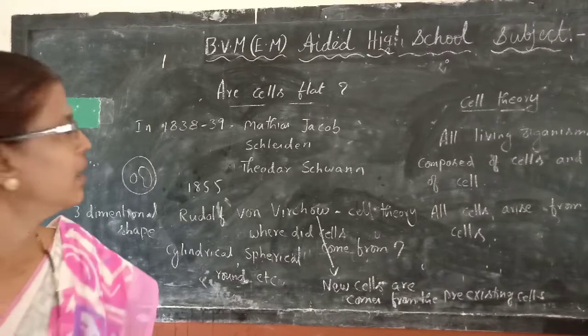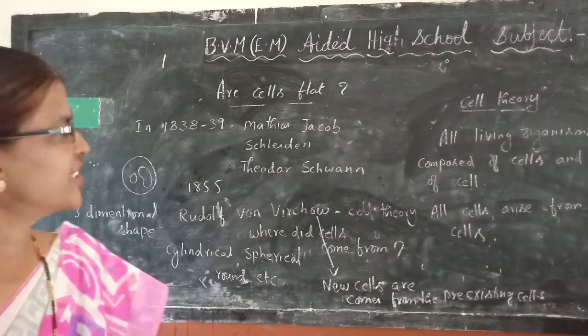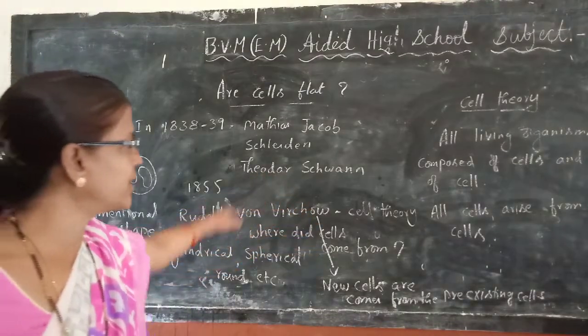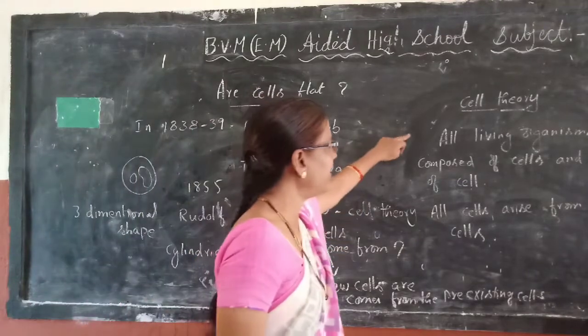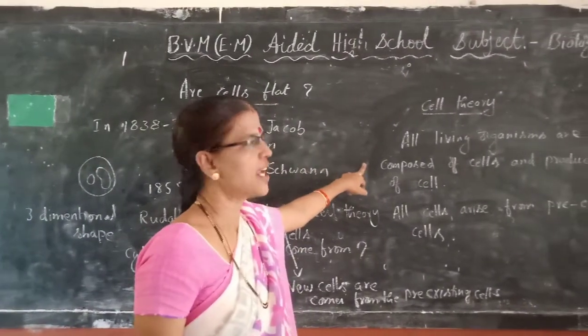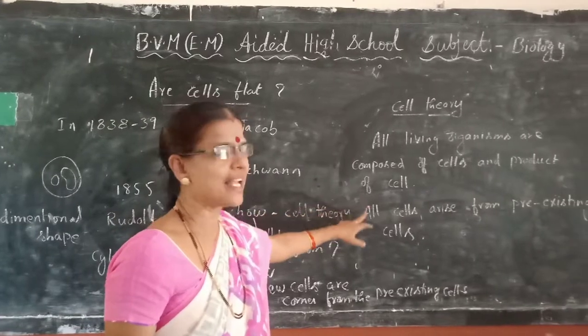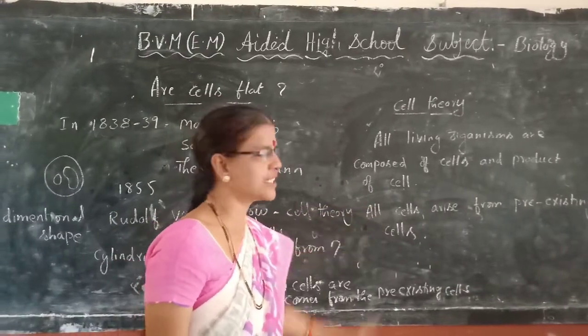By the hypothesis of Schleiden and Schwann, he proposed the cell theory. All living organisms are composed of cells and products of cells. All cells arise from pre-existing cells.